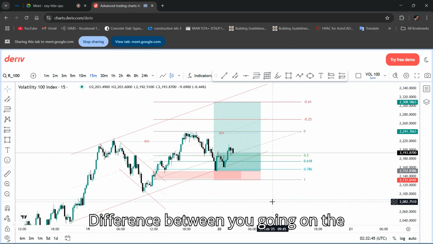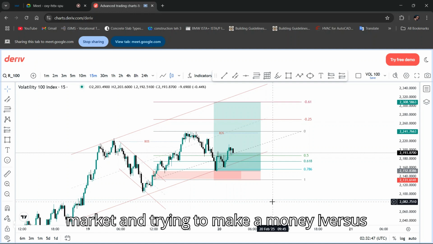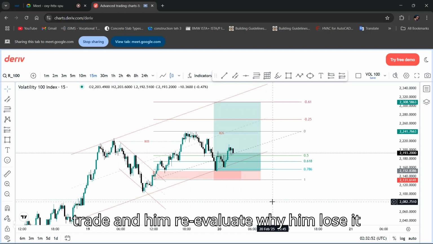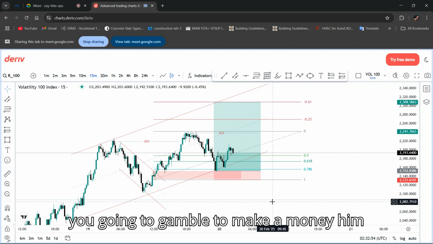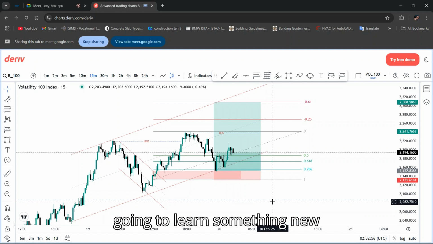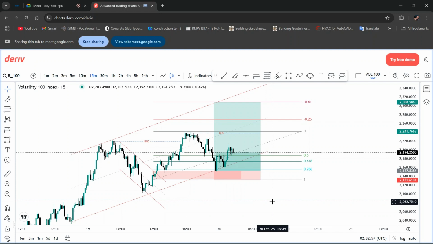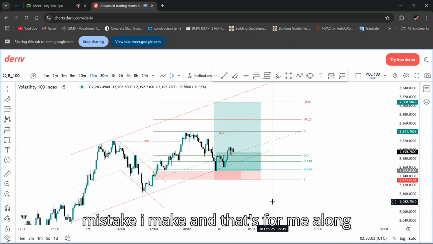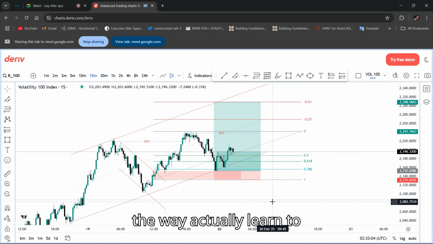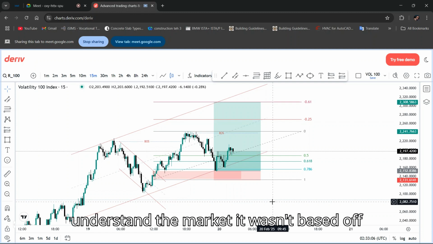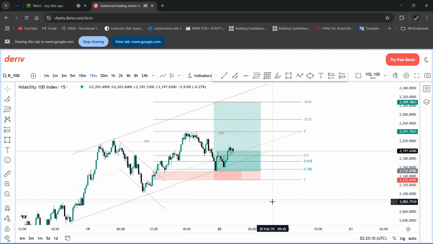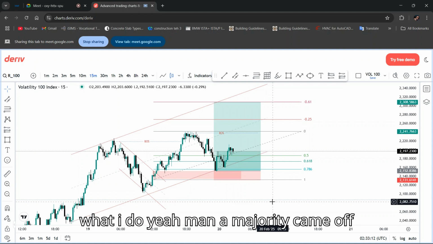The difference between you going on the market trying to make money versus the man who takes a trade, loses the trade, and reevaluates why he lost it: you're going for a gamble to make money, he's going to learn something new. He might review it so he can grow from that mistake. And that's how I along the way actually learned to understand the market. It wasn't based off any mentor or anything like that. It's just me watching the market show me what it do.